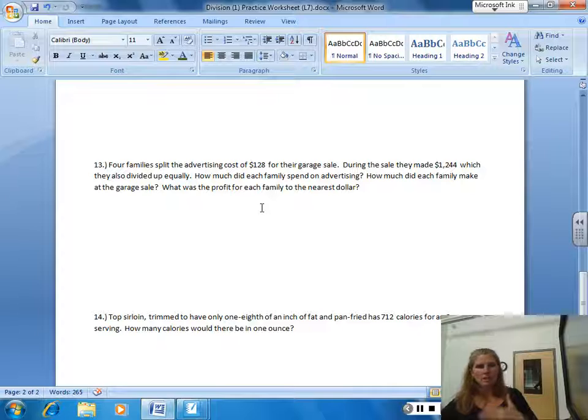So there's all kinds of words in here that tell you we're dividing. They split the advertising cost, they divided up equally. So we're interested, obviously, in circling those words. How many did each family spend on advertising?